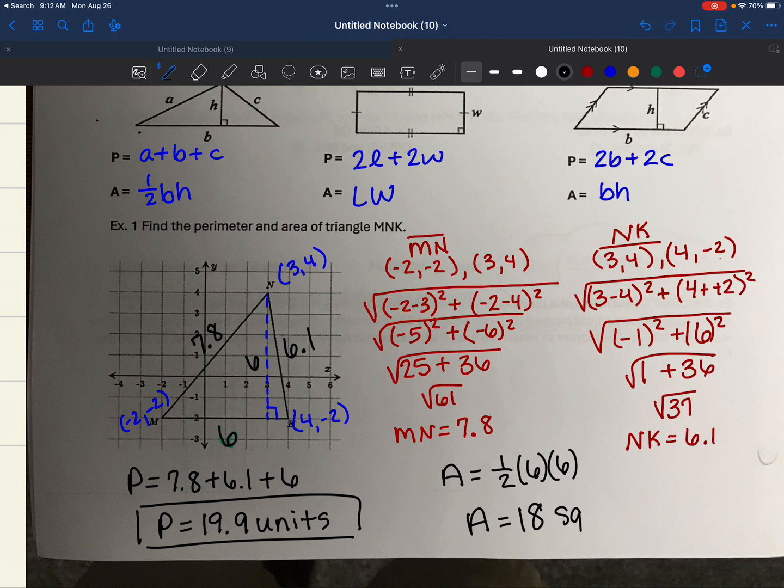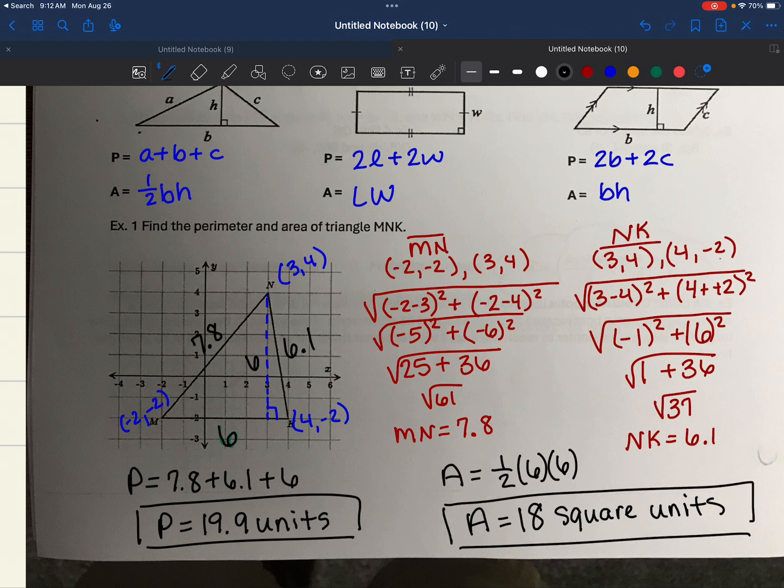How do I label this? Yep. Squared. Square what? Units. Or you could put units squared. I would accept that also. I would just do squared. Yeah. Square units or units squared. Okay? Now we're done. Well, with that page.